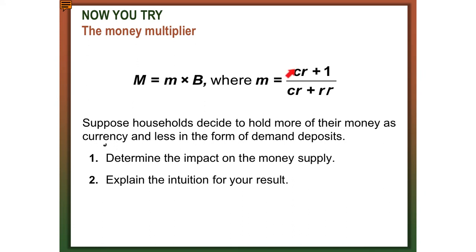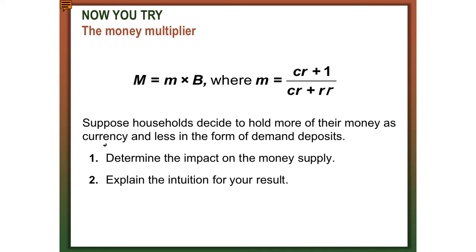So this number is going to increase and this number is going to increase. So you may be tempted to think that the numerator and the denominator are both increasing by the same amount, so therefore it's going to be left unchanged. But that's not true, because remember, RR is less than 1.